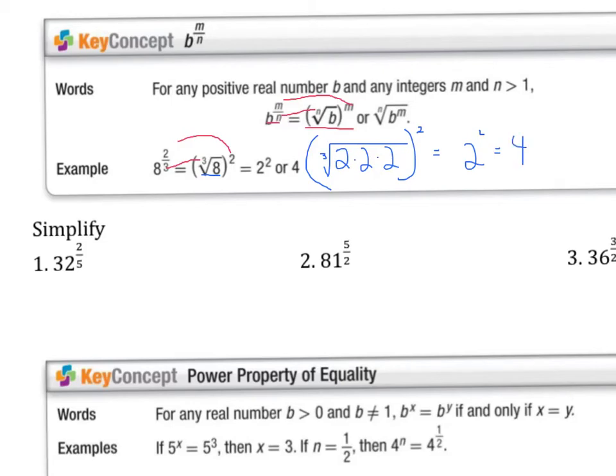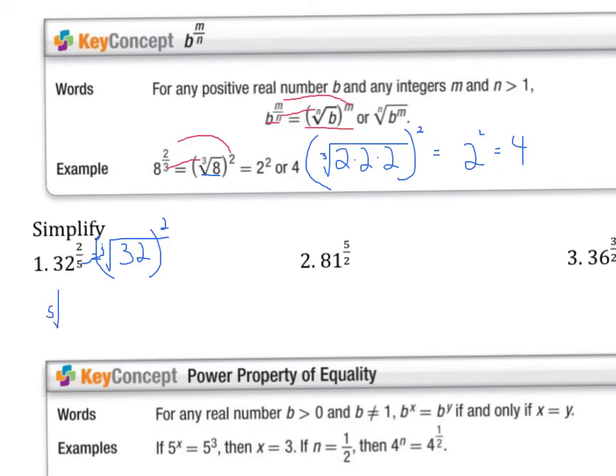Let's take a look at number 1. They ask us to simplify it. So we can rewrite this in radical form, and our 5 is going to be our root. 32 will be inside, and then all of this is going to be to the 2nd power. Okay, so now the first thing we want to do is say, what is the fifth root of 32?